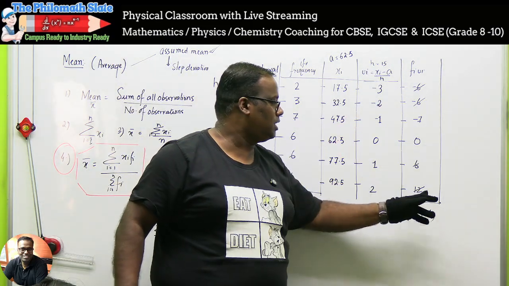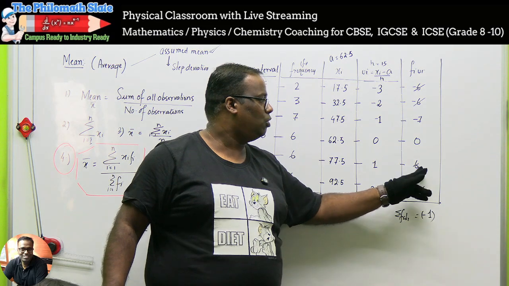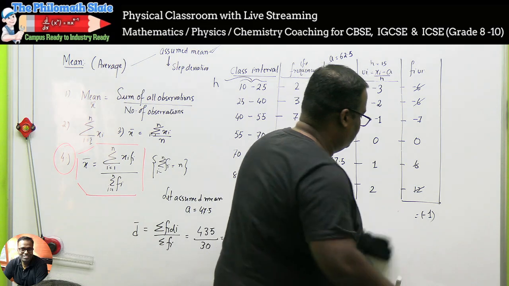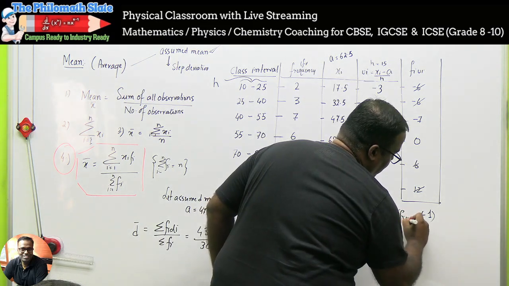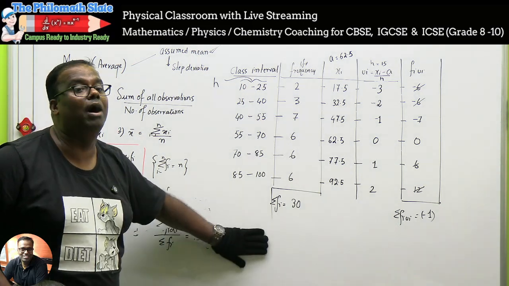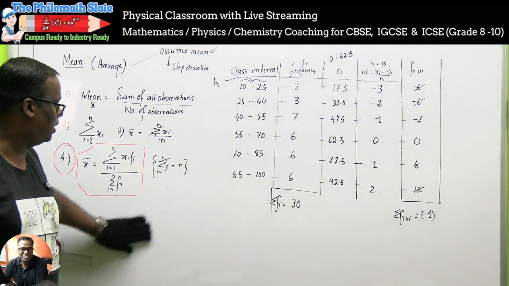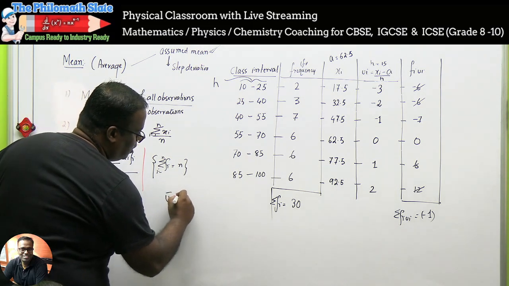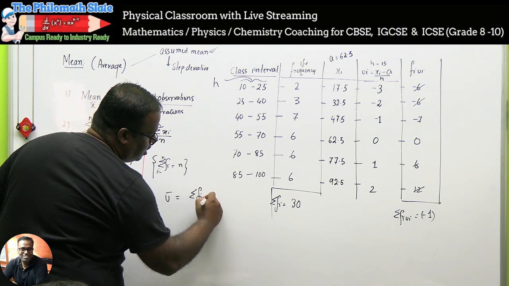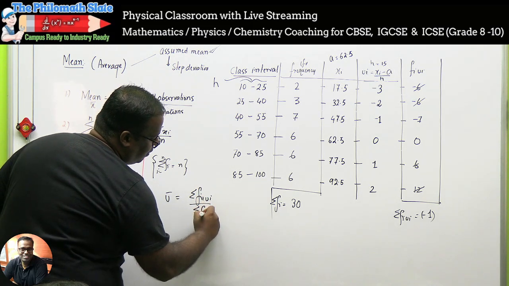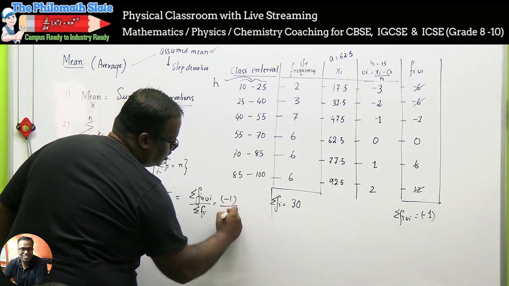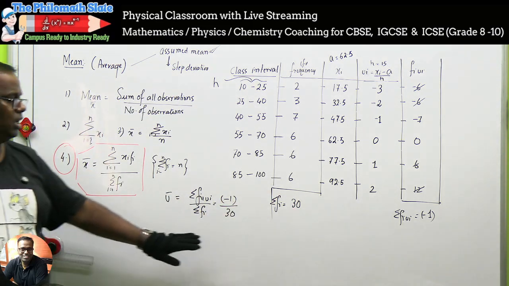Negative 6 cancels positive 12. Positive 6 and negative 7. Sigma FIUI, sorry, yeah, sigma FIUI is negative 1. All of you agree? So our job will be now to find out U bar. So we now find U bar. So what is your U bar equal to? U bar is equal to sigma FiUi divided by sigma Fi. What is sigma FiUi? Negative 1 divided by how much? 30. Keep it like this. No need to solve, we will keep it like this.